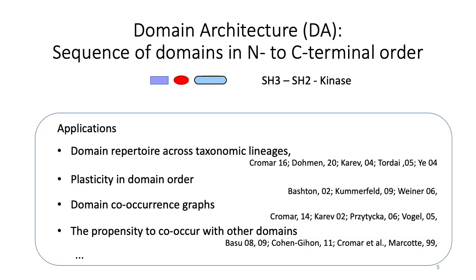The domain architecture representation is a substantial simplification. It ignores the specific amino acid sequence of the domains and the linker sequence connecting them. Despite this simplification, the DA representation has proved extremely useful for studying protein function and evolution, because it reveals the large-scale organization of protein architecture and modularity. Shown in this box is just a sample of types of studies that have used this representation.